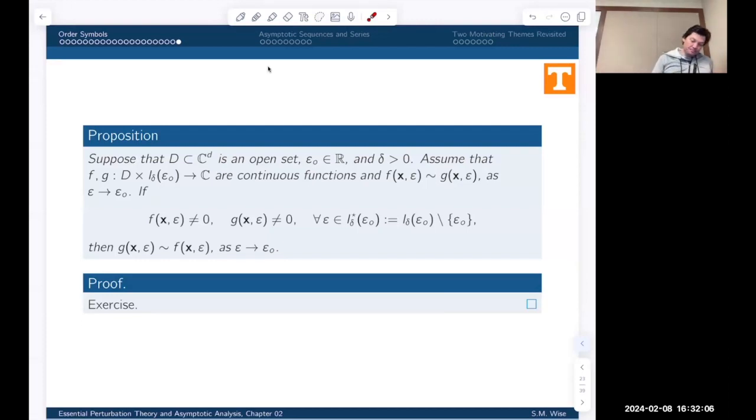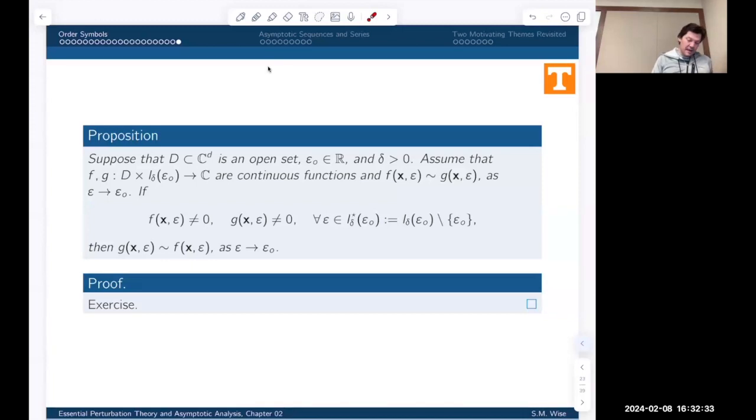Okay, so to use that little trick involving the limits, all you have to do is make certain that G is not equal to 0 at epsilon equals epsilon naught. If you make the same assumption about F, then I can use my little limit trick, and I can prove this little proposition.